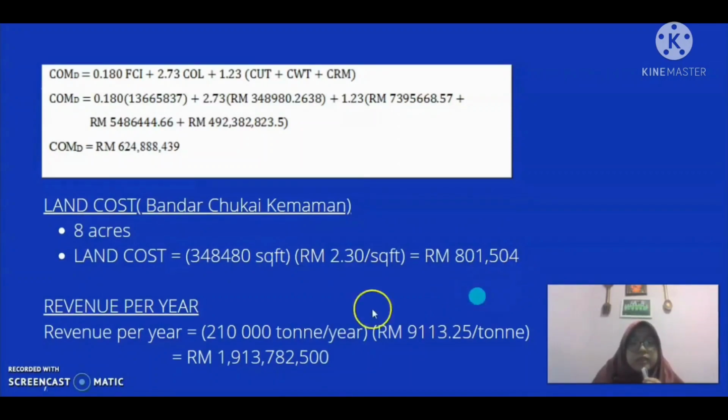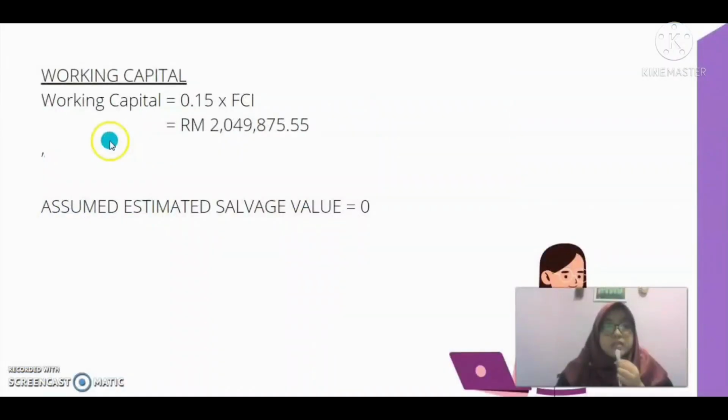801,504 ringgit. And next is the revenue per year, and the result for the revenue is 1,913,782,500 ringgit. Next is the working capital, and the cost for the working capital is 2,049,875 ringgit and 55 cent. And lastly, we assume the estimated salvage value is 0.